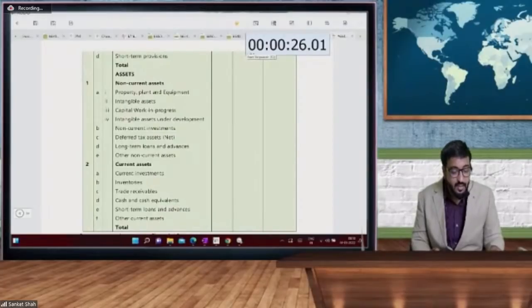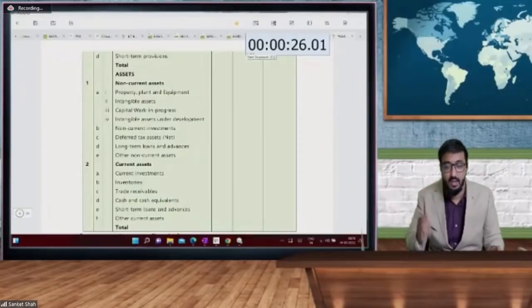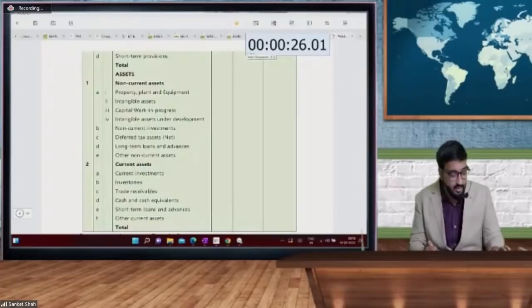Deferred tax liability, good question beta Shivam Singh ji. Deferred tax liability is the difference between accounting profit and taxable profit, and that deferred tax liability you are going to understand in Group 2, Accounting Standard 22. So for that you have to wait for Accounting Standard 22.